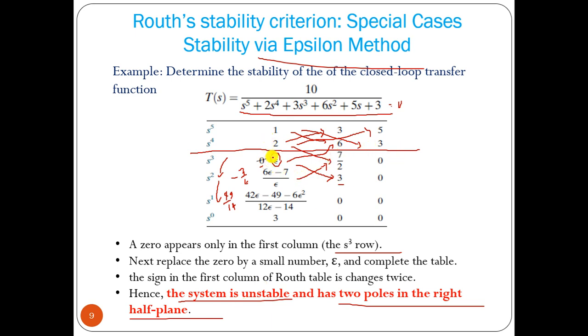So whenever 0 occurs in the first column and the other values in the row are non-zero, the system will be unstable. If you want to find out how many poles are there in the right half plane, we have to assume the 0 as epsilon, solve, put epsilon tending to 0, and find out how many sign changes there are in the first column. Okay, this is the method to solve.